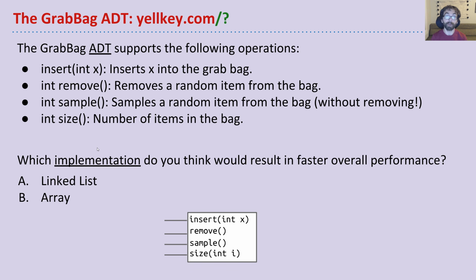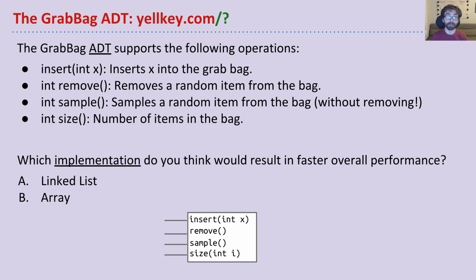All right, another one, the grab bag abstract data type. So the grab bag has 4 methods, or 4 operations. It has an insert operation where you put an item in the grab bag. You have remove, where you get back some item at random from the bag and it's gone. There's sample, where you get to peek inside the bag and see one item, but it doesn't go away. And then you can ask for size. So now again, I want you to think about which implementation would result in faster overall performance for these operations. So pause the video and think about that.